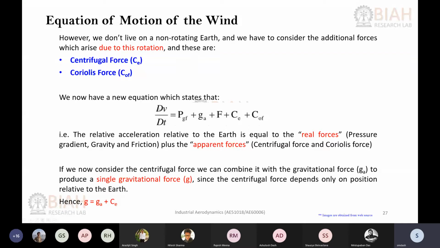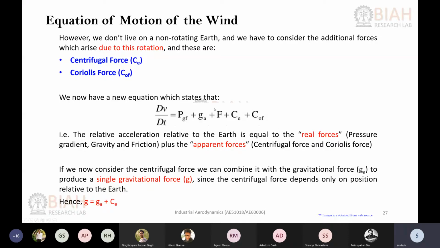Here it is your total derivative, dV by dt. It is not the partial derivative; this is the total derivative of the velocity, which means it includes both the local and the advective acceleration. Now, what is this Coriolis force? I will come to the details. The Coriolis force comes because of the rotation of the Earth. I'll have a detailed discussion subsequently, just wait for that.